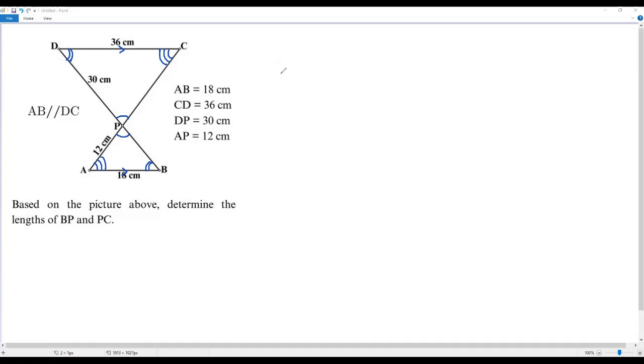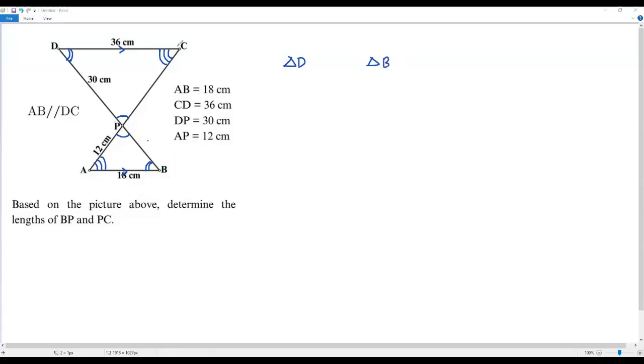Okay, first let me write the vertices of the two triangles. First let me take the triangle which is at the top. In this triangle, first I'm going to take the vertex D. So what is the corresponding vertex in the triangle at the bottom? Already we know that this angle measure and this angle measure are equal. So for D in this triangle, the corresponding vertex in the triangle at the bottom is B. So let's write B over here.